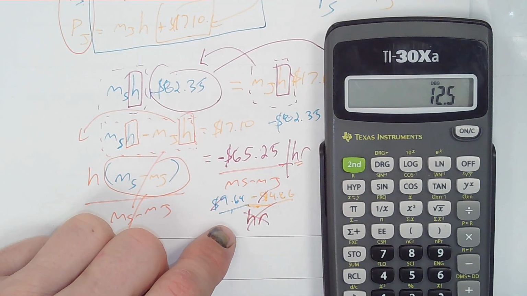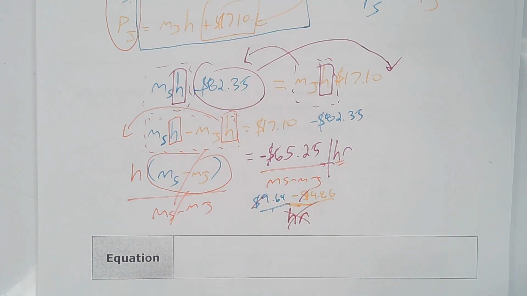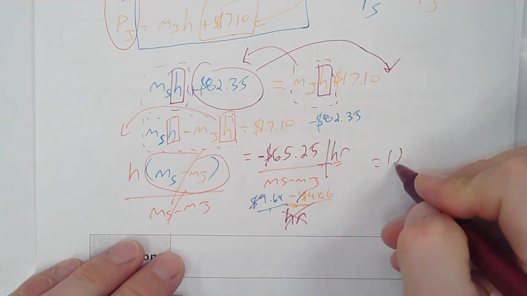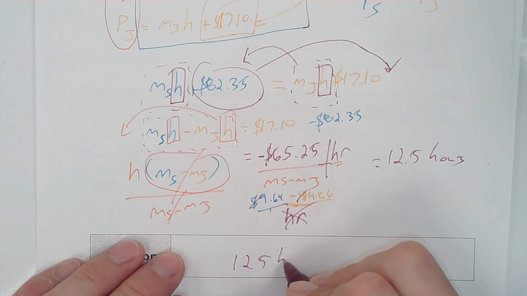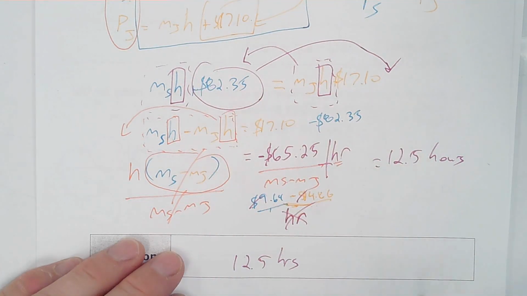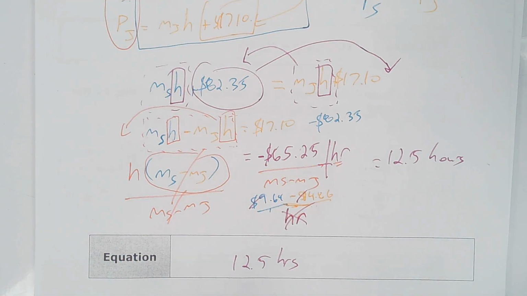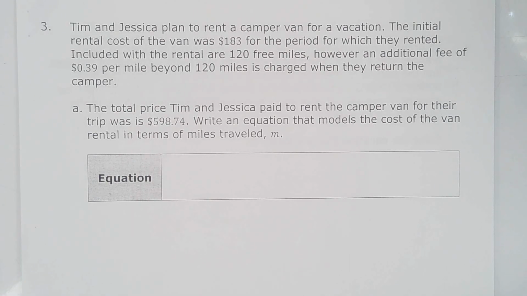12.5 hours. What do you mean inverted? When you flip a fraction, you invert it. Okay, but that was a decimal. So the answer to this is 12.5 hours, as long as I didn't get anything backwards. Okay, so here is the third one.